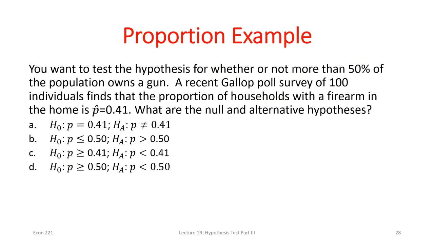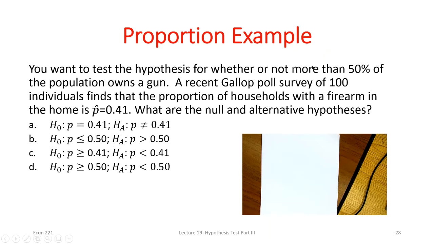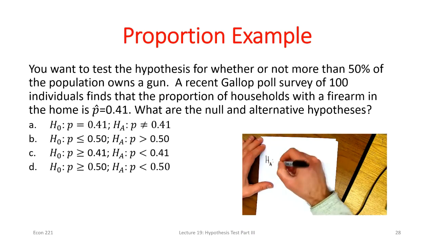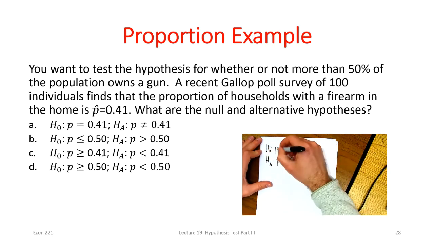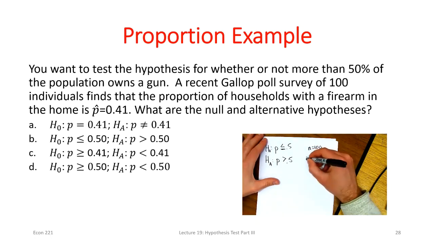I'm going to show you something unique with this example as well, to make a point. So we've got this question. We want to test whether more than 50% of people own a gun. So our alternative hypothesis is that the true population proportion is greater than 0.5. So we assume the opposite is true, which is that it's less than or equal to 0.5. 50% as a proportion is 0.5. We look at a recent poll of 100 people, so n is equal to 100, and we find a sample proportion of 0.41.